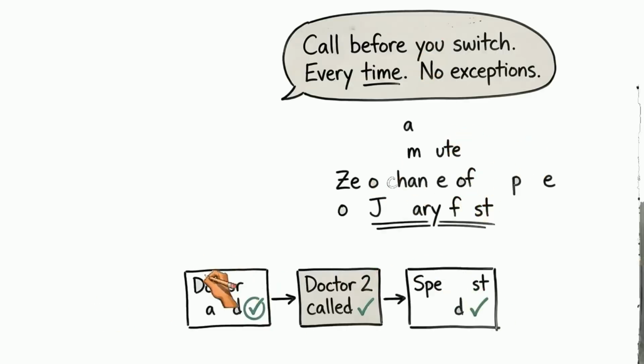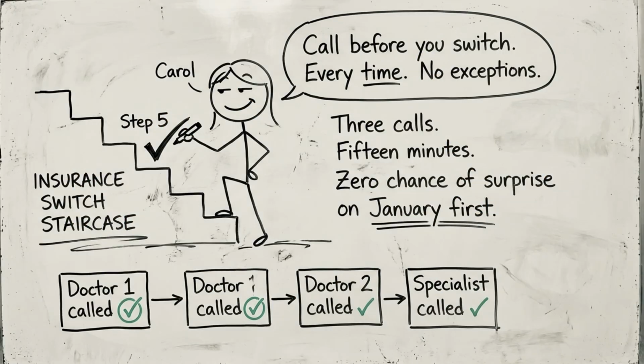Step 5. If a lower cost plan appears, verify before switching. For Medicare Advantage plans, call your 2 or 3 most important doctors and confirm they are in network with the new plan. Do not rely on the online directory alone. It can be outdated. 1 phone call per key doctor, 5 minutes per call. This step prevents the most painful Medicare switching mistake, losing your doctor on January 1st.